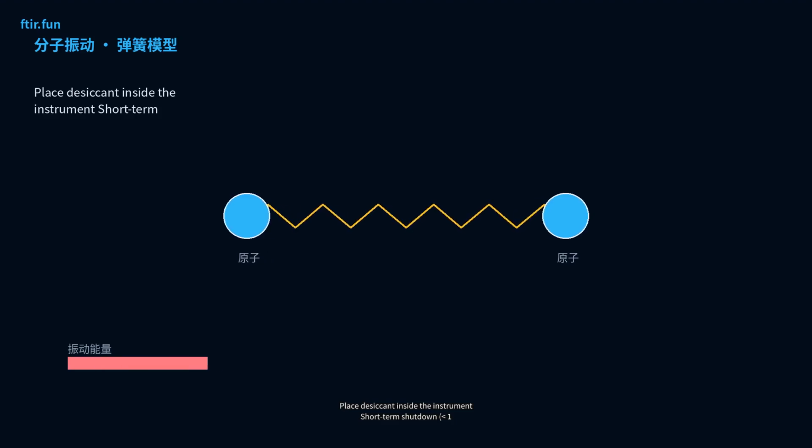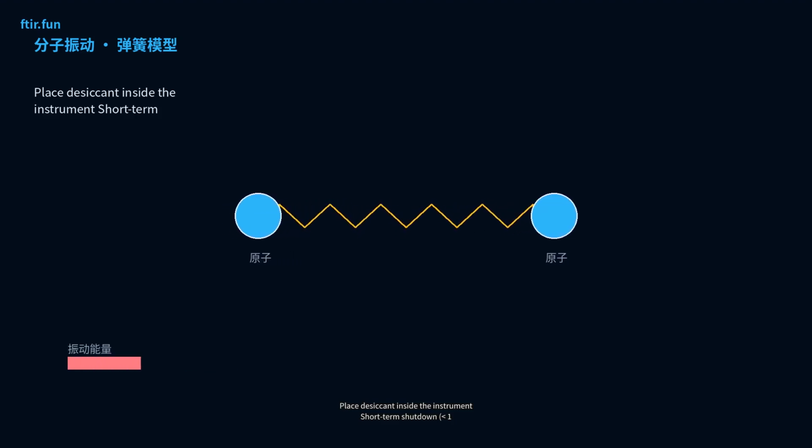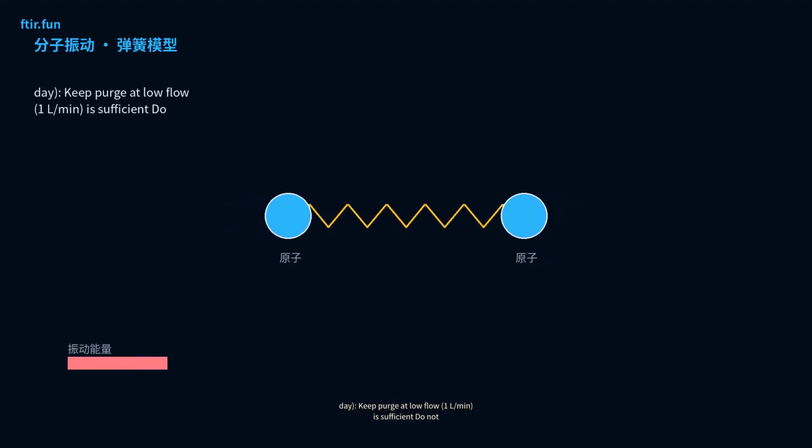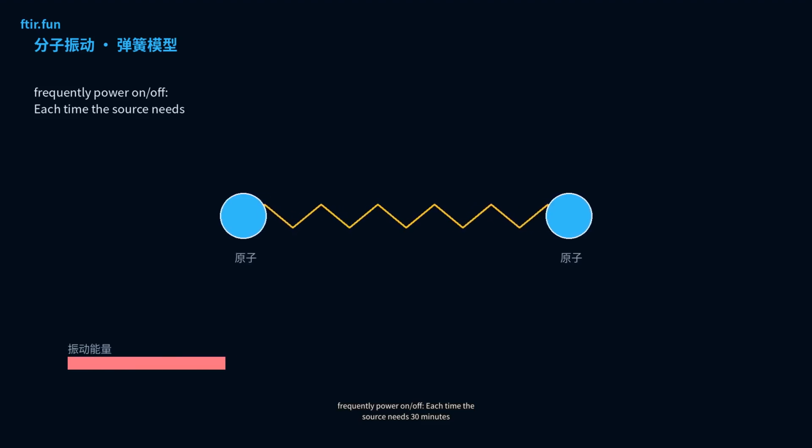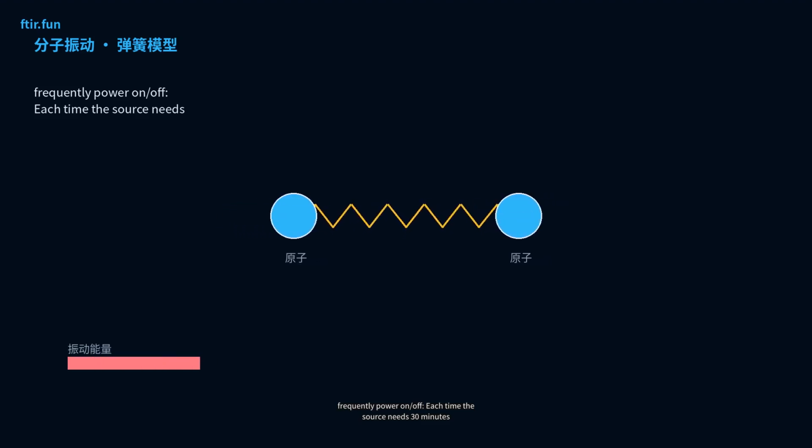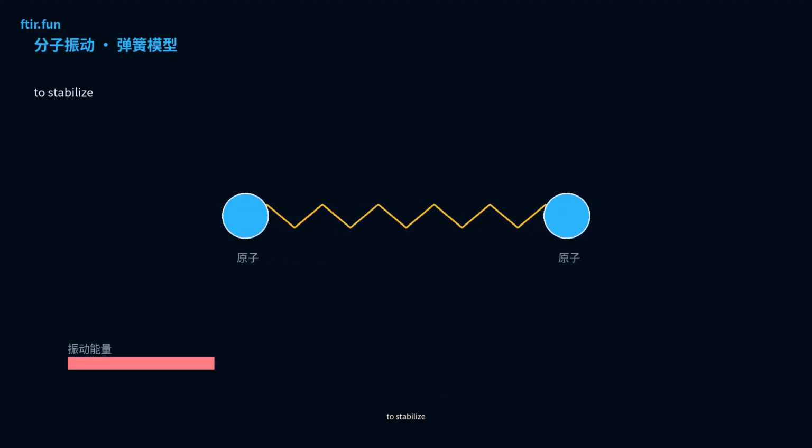Long-term shutdown over 1 week: place desiccant inside the instrument. Short-term shutdown, 1 day: keep the purge at low flow. 1 L/min is sufficient. Do not frequently power on and off. Each time the source needs 30 minutes to stabilize.